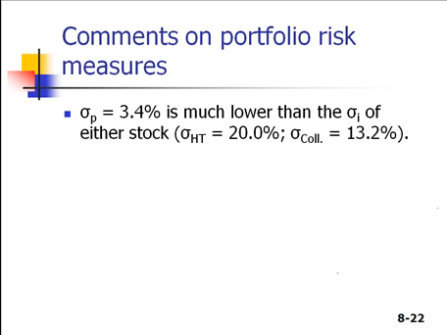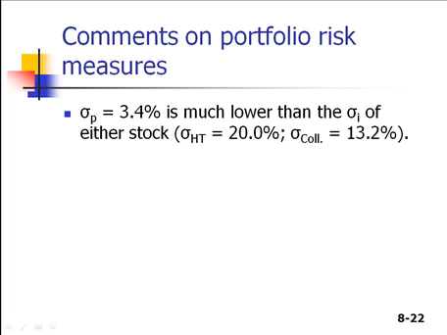So, how is it then that you can combine two things in a portfolio, one of them has a 20% standard deviation, one of them has a 13.2% standard deviation, and yet the mixture of the two has only a 3.4% standard deviation? That's lower than either one of its components. That's pretty amazing. Well, I'm going to talk about the reason for that here in just a second.